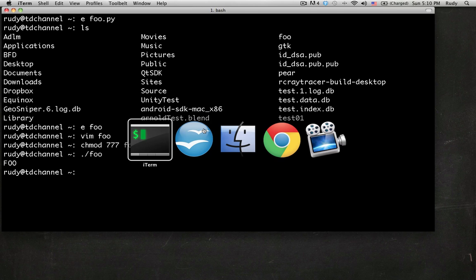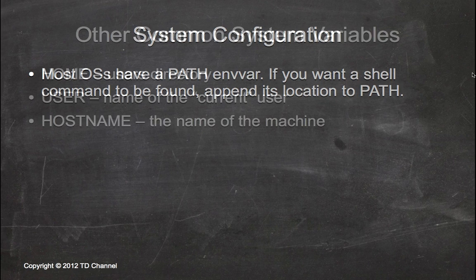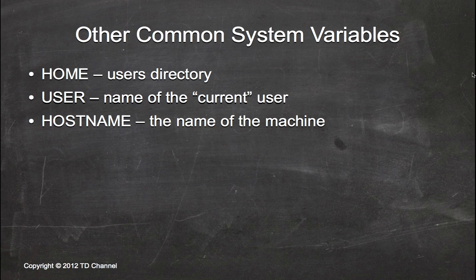So let's go back into our presentation and see what else we could do with this. Other very common system or environment variables are the values home, which is usually the user directory; user, which is usually the name of the current user, the name that you use to log into the computer; and hostname, which is usually the name of the machine inside the current network or the current domain where you're working.